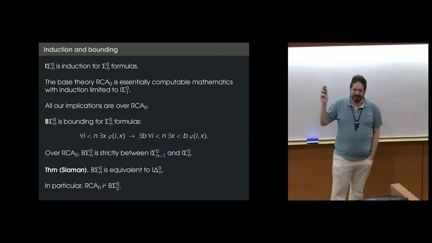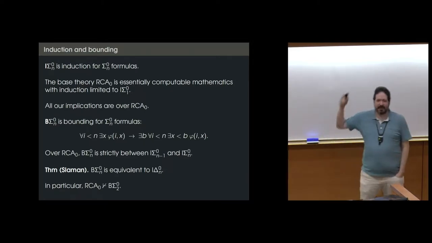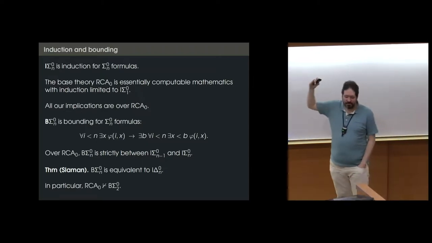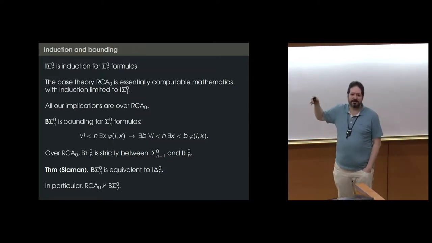Now, except for one slide, I'm going to be working entirely in the portion of the universe up to IΣ_2. So you've got IΣ_1, which is present in RCA_0, then you have BΣ_2, and then you have IΣ_2.